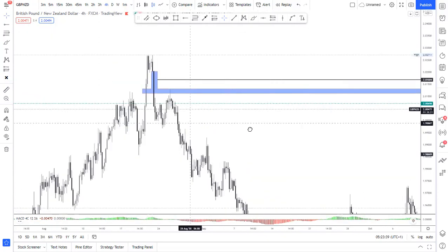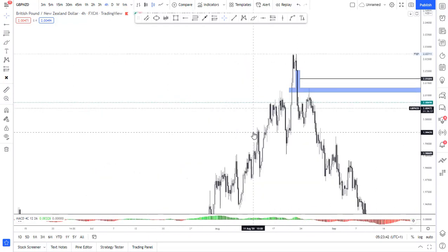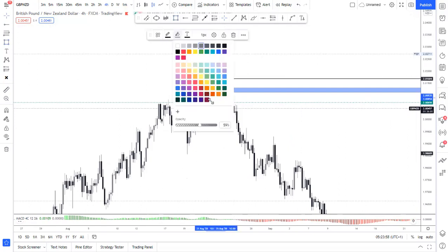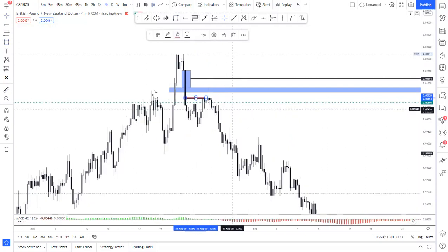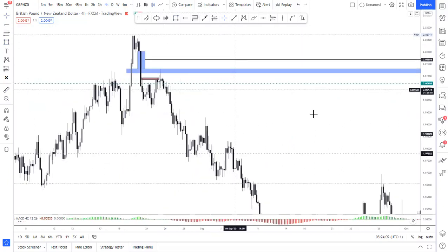So right here on GBPNZD, we have this equal high, and also we have this area of imbalance. You saw what price did here. Price cleared this liquidity area, cleared it deep into this position here, trying to close later of the others. Then we saw how price dropped. After that, price dropped a whole lot.